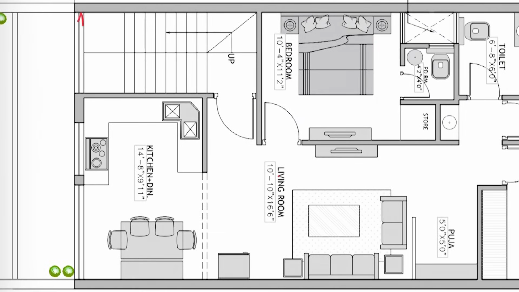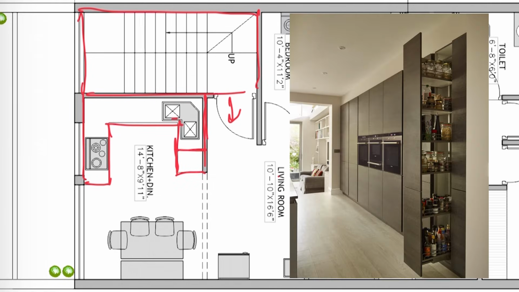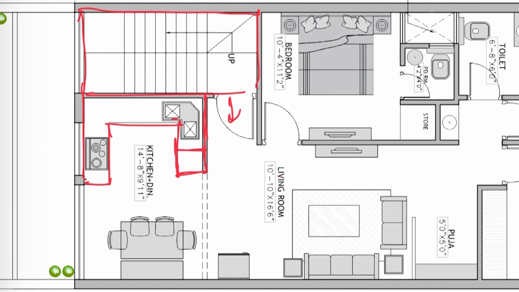Now, this is my staircase. This is my main entry. This is my kitchen at the entrance. This is the hob with the corner sink. I can have my tall unit or pantry unit over here. This is my dining area.